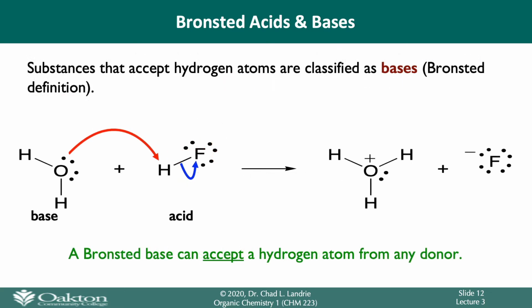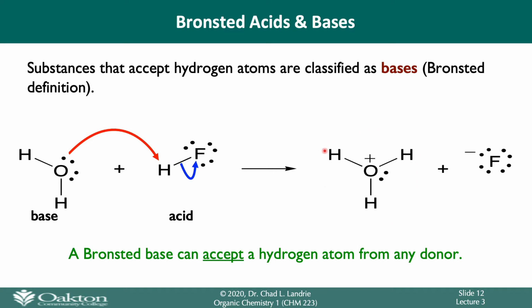If we define a Bronsted base in the same way, we would say that it is a proton acceptor. A Bronsted acid is a donor, a Bronsted base is an acceptor. And so in this case, water is the Bronsted base. It is accepting the hydrogen atom, again from HF, to give hydronium ion.